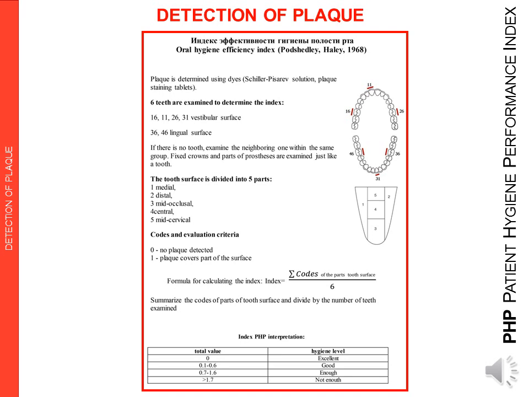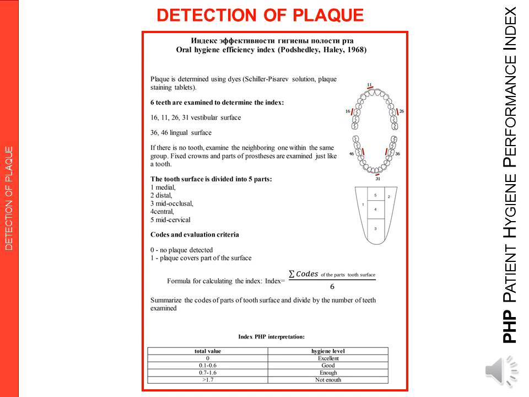0, no plaque detected on the tooth surface. 1, plaque covers part of the surface. So, if the tooth 1.1 has plaque on the medial surface, on the mid-occlusal, and on the distal surface, and mid-cervical, that is code 3. Then we summarize all codes of all parts of the tooth.